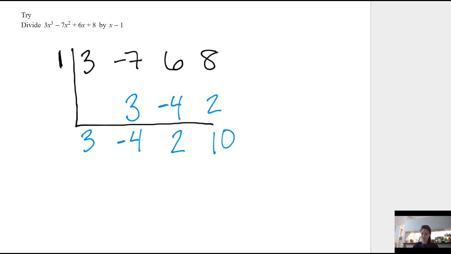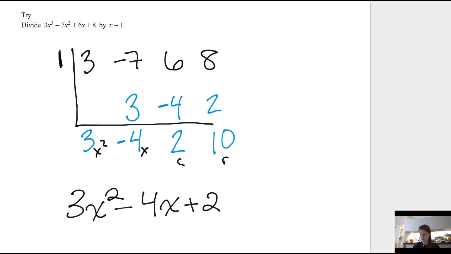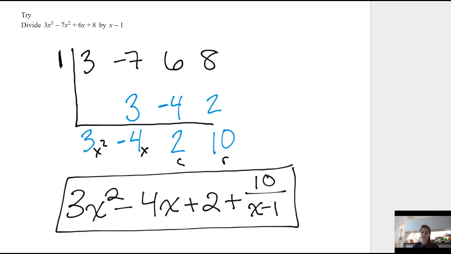And now I can write my quotient. I always need to make little notes for myself that this is the remainder, this is the constant, this is the x, this is the x squared. I'll have 3x squared minus 4x plus 2 plus 10 over the divisor x minus 1. And there's my answer.